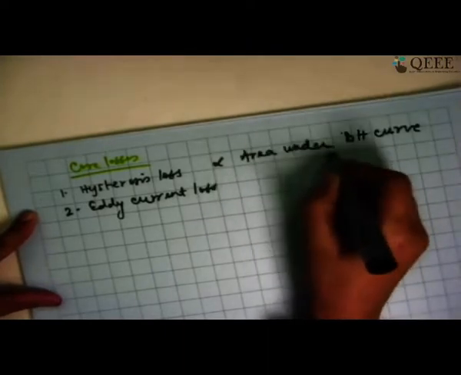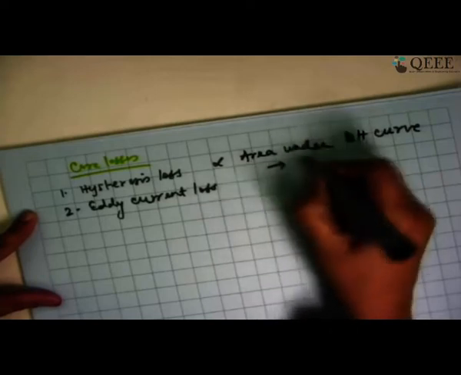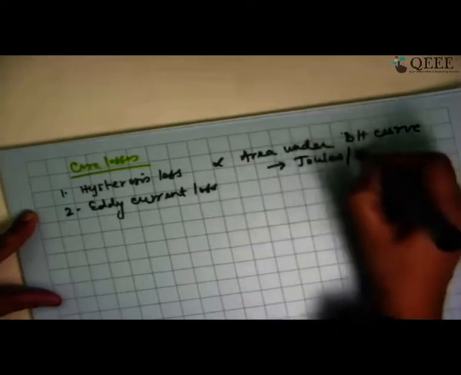So we said that core losses have two components. One is hysteresis loss and the other one is eddy current loss. These are the two things we were talking about. In hysteresis loss, we fundamentally said that hysteresis loss is proportional to the area under the BH curve. That is what we said. And when we did the derivation, whatever we got as the area under the BH curve was in terms of joules per cycle per meter cube.